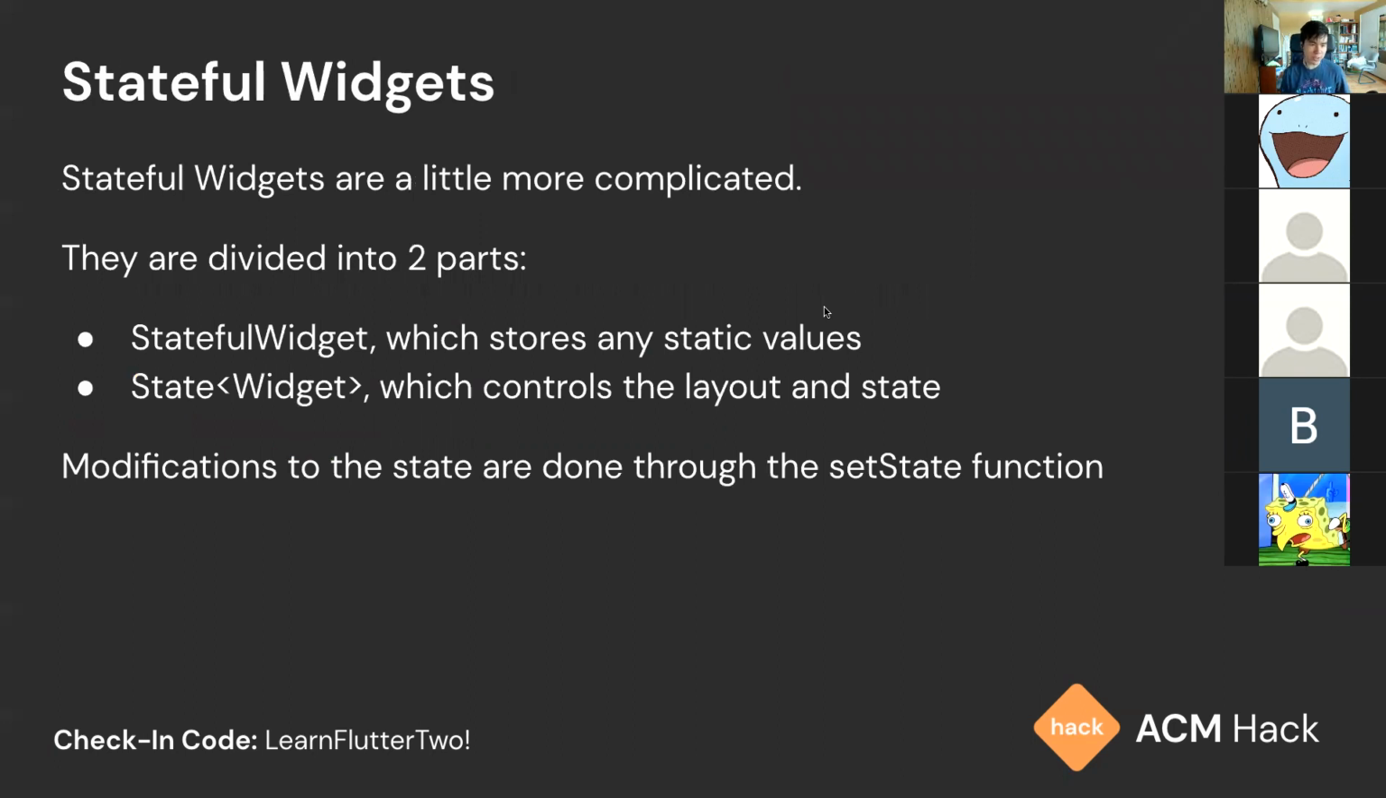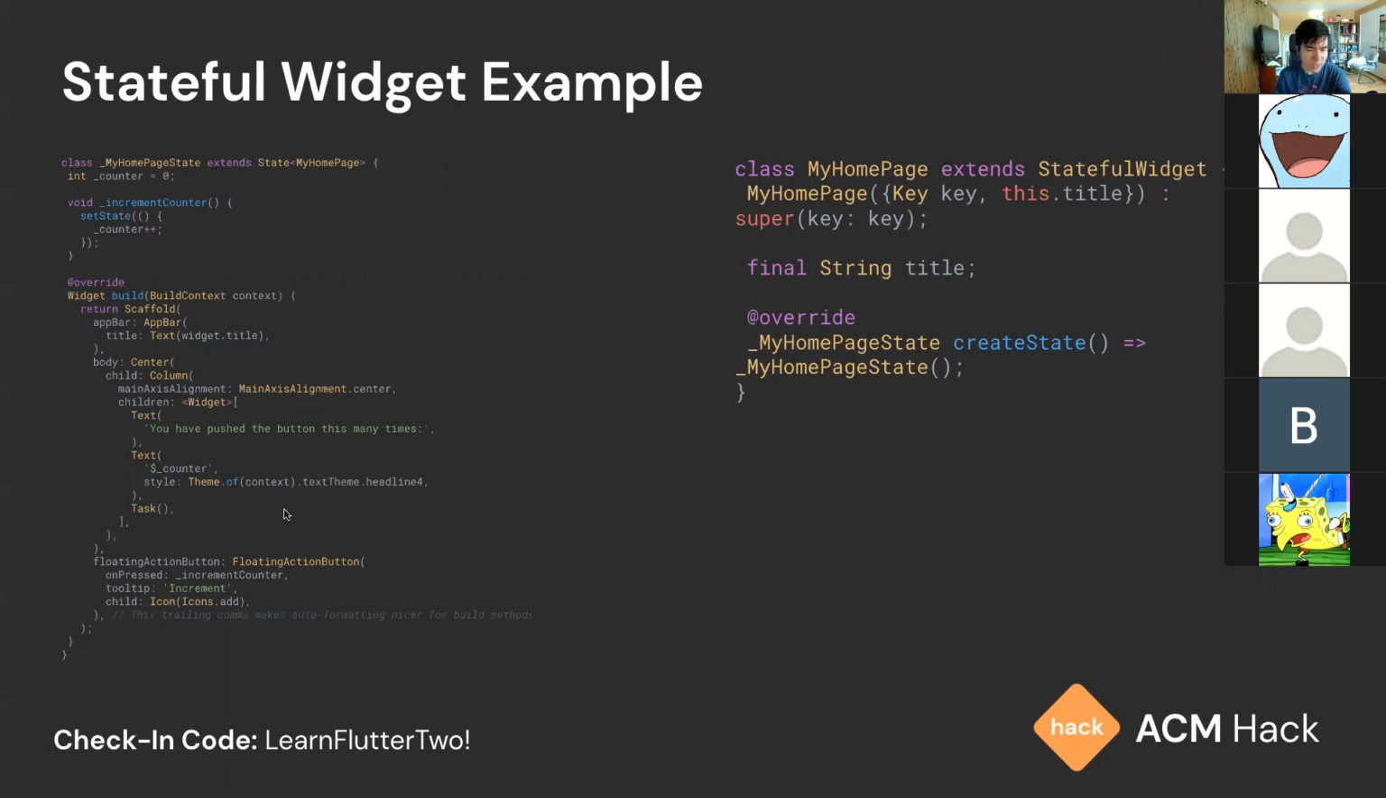Stateful widgets are a little more complicated. They're divided into two separate parts: the stateful widget, which stores static values, and the actual state object, which stores the layout and the state. Modifications to the state are done through the setState function to let the widget tree know that it needs to update. Here's just an example I showed last time. There's a lot of code here, but this is what a basic stateful widget looks like.